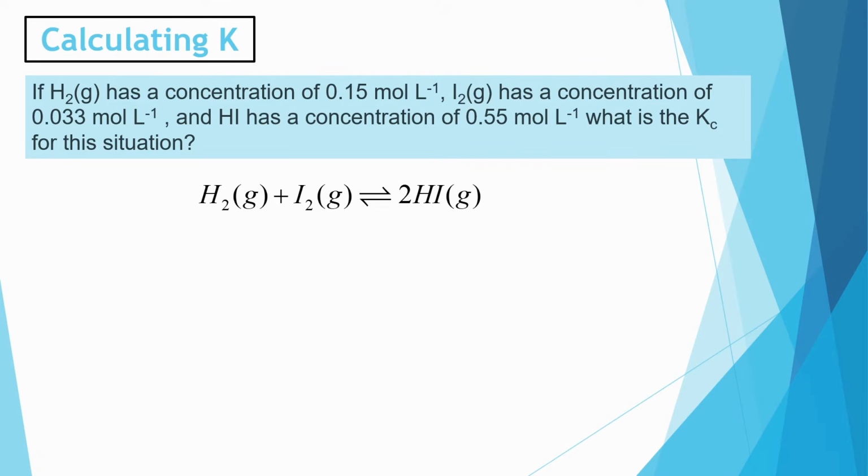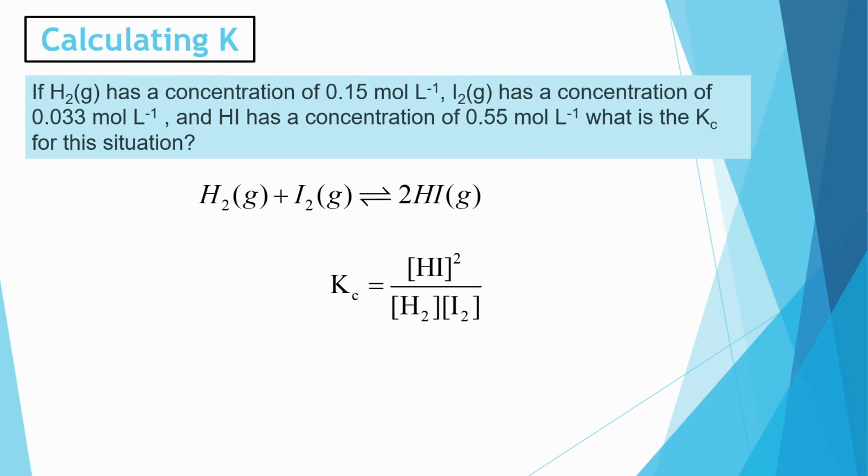So here's an example. If H2 has a concentration of 0.1 moles per litre and iodine, I2, has a concentration of 0.033 moles per litre, HI has the concentration of 0.55 moles per litre. What is the Kc, or the K in this? Sometimes we'll use the term Kc. What is the K in this situation?